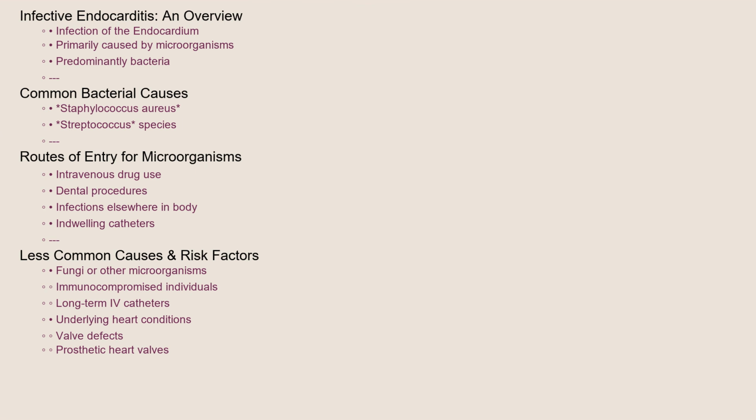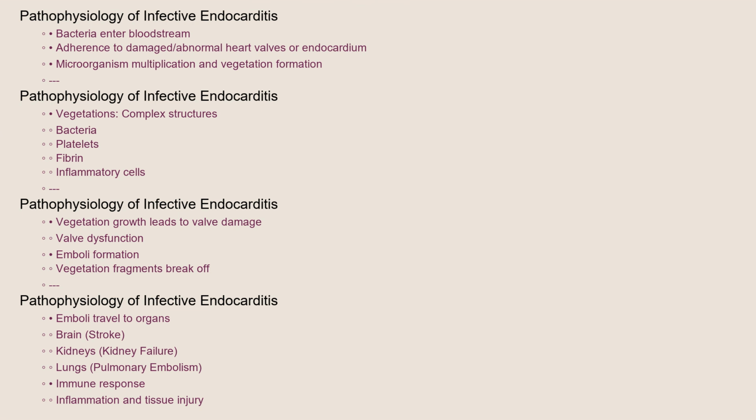These bacteria, such as Staphylococcus aureus or Streptococcus species, typically enter the bloodstream through various means. This could be from intravenous drug use, dental procedures, infections elsewhere in the body, or even indwelling catheters. Less commonly, fungi or other microorganisms can also cause endocarditis, particularly in individuals with weakened immune systems or long-term IV catheters. Underlying heart conditions like valve defects or prosthetic heart valves provide a fertile ground for these microorganisms to latch onto and multiply. Let's unravel the pathophysiology, or how this infection unfolds.